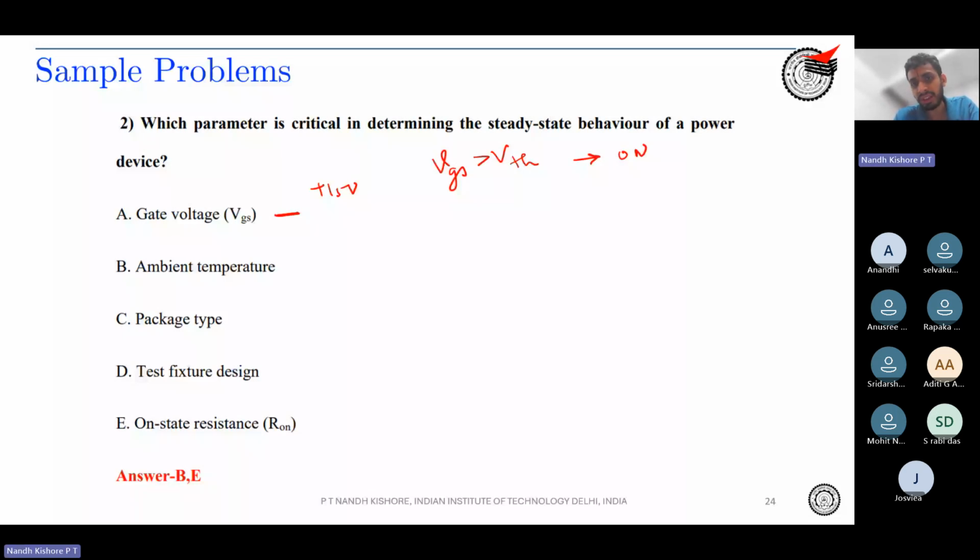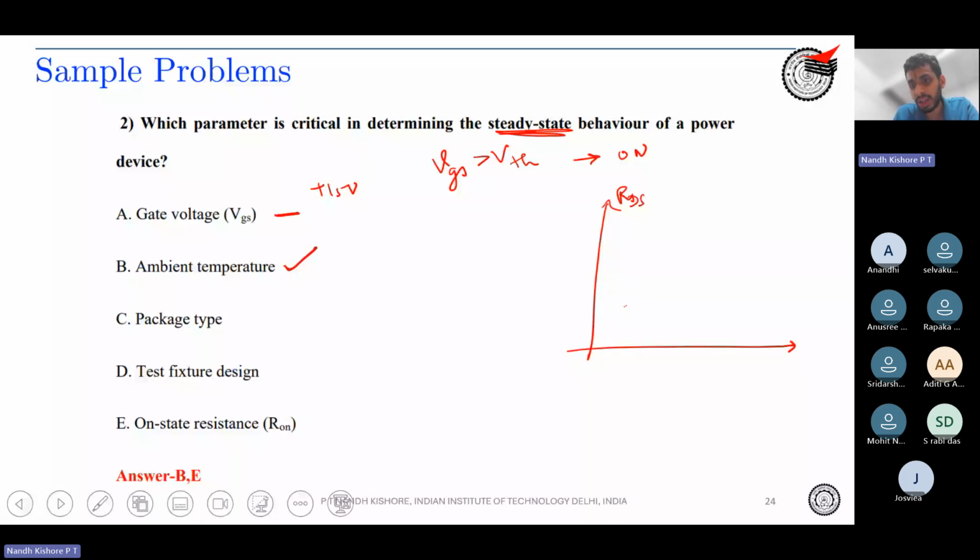And we are talking about steady state. And ambient temperature, yes, as we were talking earlier, the thermal time constant of a device is very slow. So ambient temperature plays a role in determining the steady state behavior. As the temperature varies, you will see that. So let's say this is your RDS, and this is your temperature. As your temperature increases, your RDS also increases. That is, the drain source channel resistance also increases.